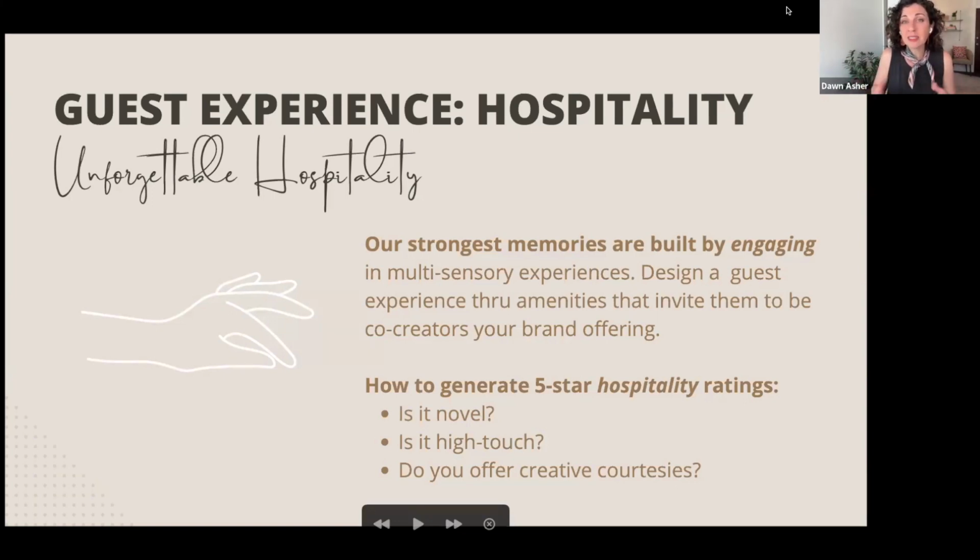And so what we say is our strongest memories are built by those engaging multisensory experiences. Now, this is actually scientific. Our strongest memories are built by multisensory experiences because it's a whole body experience. That's why you have a lot of memories probably based on food, what it tasted like, what it felt like, who you were with, what the smells were, how you connected with that person across the table. So this is scientific, and we bring it into every bit of hospitality that we're working with.